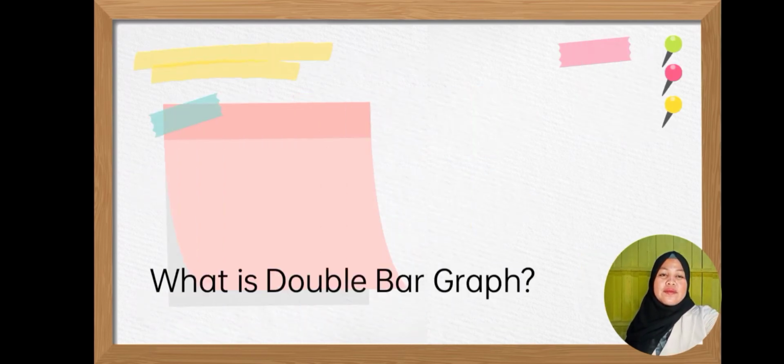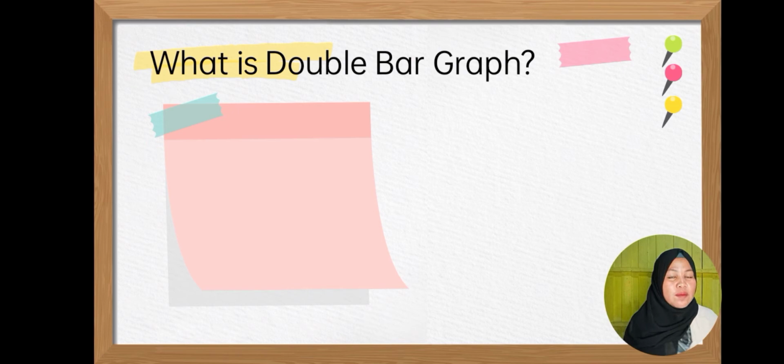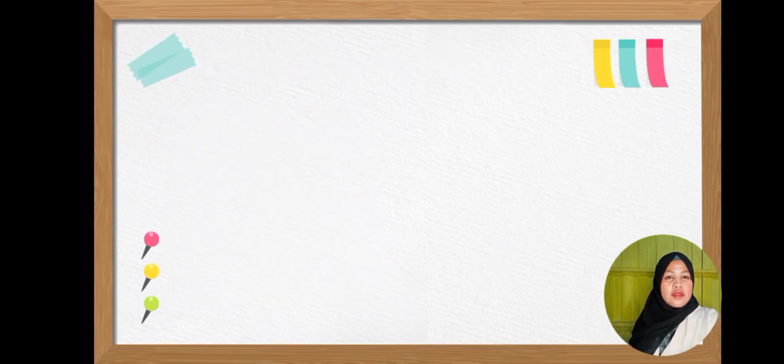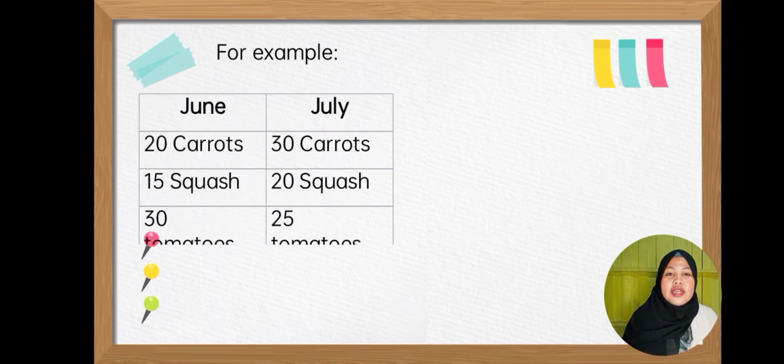Okay. So what is a double bar graph? Who can read it? Yes, a double bar graph is used to display two sets of data on the same graph. Let me give you an example so we can better understand what a double bar graph is. For example, here is the given data: the months of June and July from Said's scenario earlier, for which we will make a double bar graph.